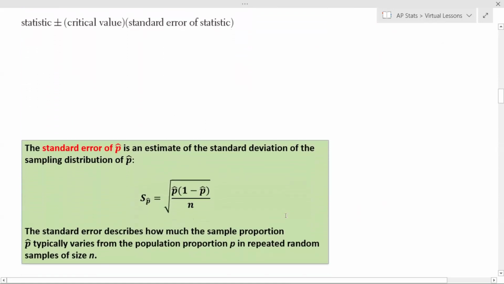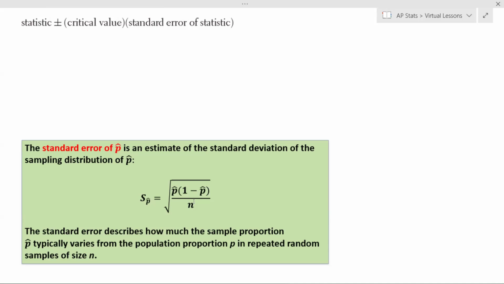So before we jump into that example, let's talk about the standard error of p hat. This is an estimate of the standard deviation of the sampling distribution of p hat. So we label it with S sub p hat, and it's equal to the square root of p hat times 1 minus p hat all over n. And this describes how much the sample proportion p hat typically varies from the population proportion p in repeated random samples of size n.